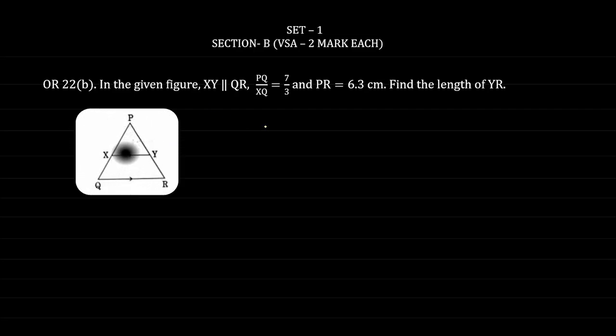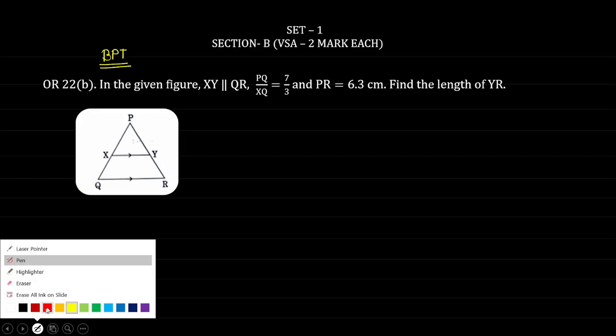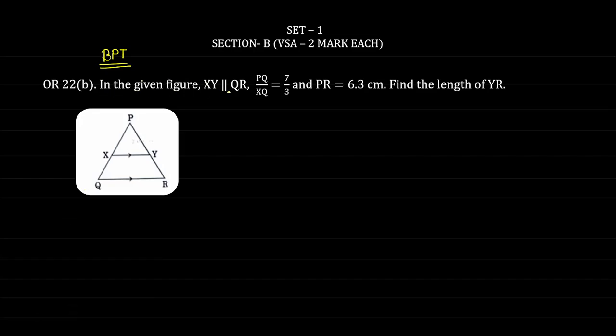Again from the triangles chapter. This question is based on the basic proportionality theorem, that is your Thales theorem. Let's see the statement here. In the given figure, XY is parallel to QR. So this is the BPT situation, right? PQ by XQ, this ratio is given to us. PR is equal to 6.3 centimeters. Find the length of YR.